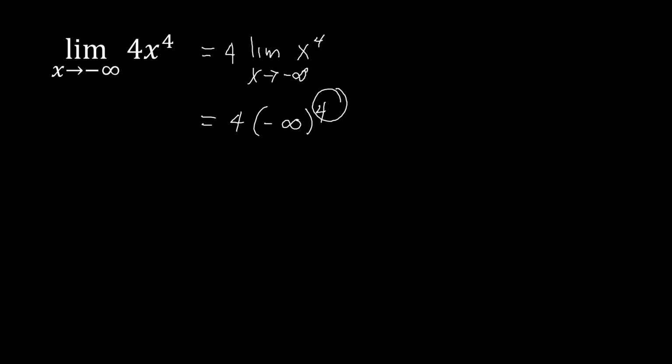Notice the exponent is even. So once we have an even exponent and we're raising a negative number, the result will always be a positive number. So this will be now 4 times a positive infinity. And 4 times a positive infinity, multiplied by any number which is positive, is a positive infinity.